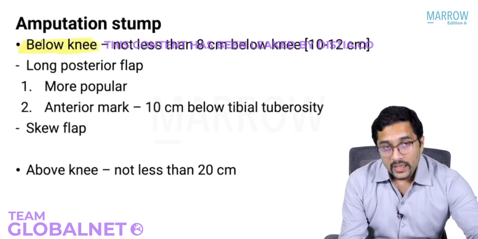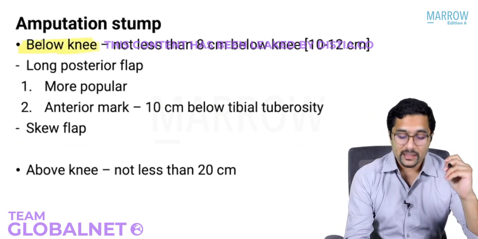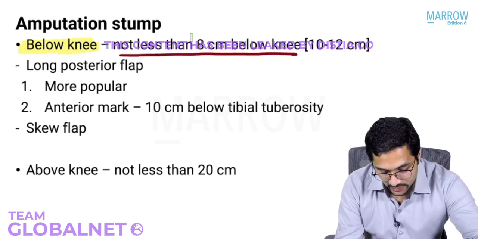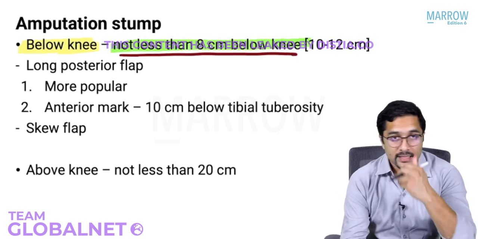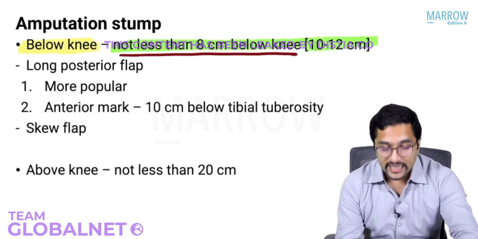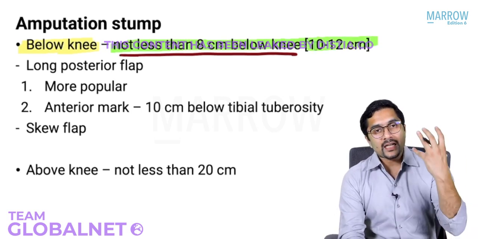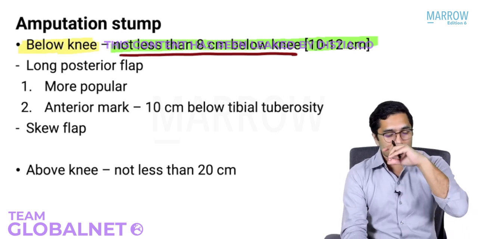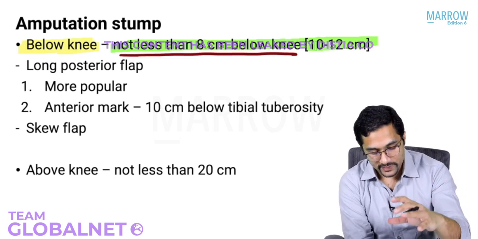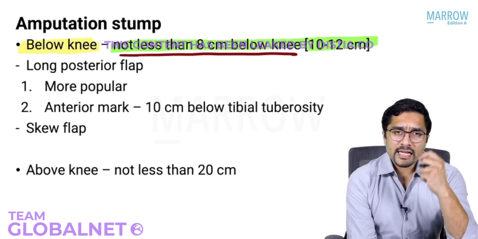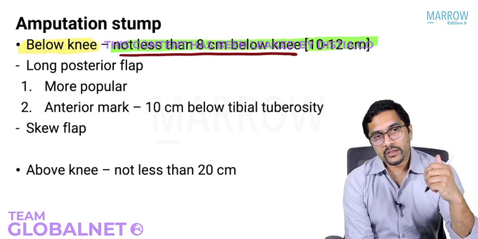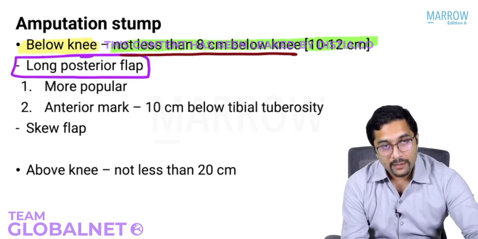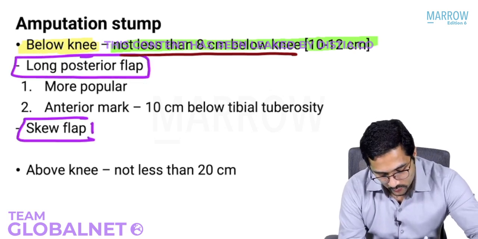Now, this is the amputation stump below the knee. You should know that it should be not less than 8 centimeters below knee. This question has been asked in the exam. Ideally it should be 10 to 12 centimeters so that a good prosthesis can fit there, right? So why do we want this much length? So that a good prosthesis can fit there. There are 2 ways to do a below knee amputation. More commonly, we do a long posterior flap, or the other one is a skew flap.